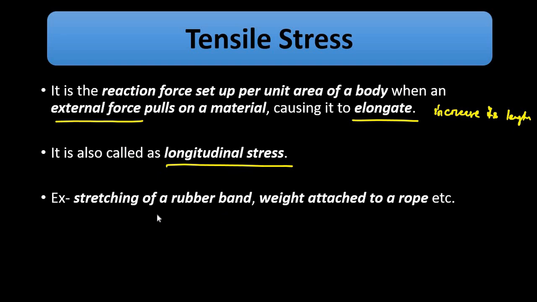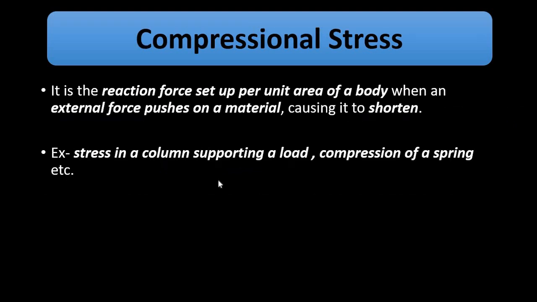Examples of such are stretching of a rubber band, or when weight is attached to a rope or a string, it tries to elongate it. So these are the examples of tensile stress. Then we have compressional stress. So this is the opposite of tensile stress.